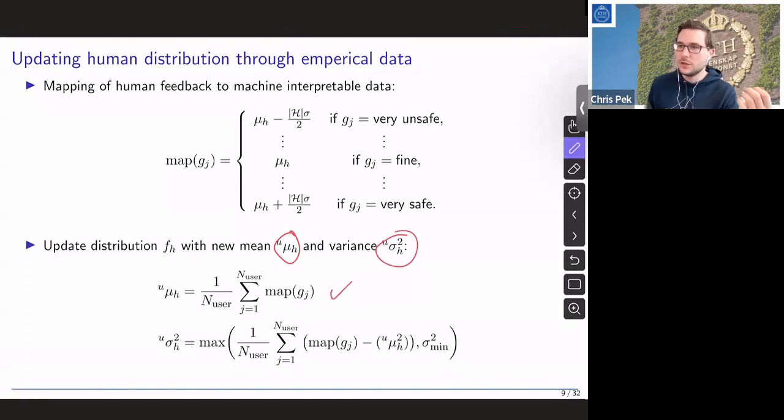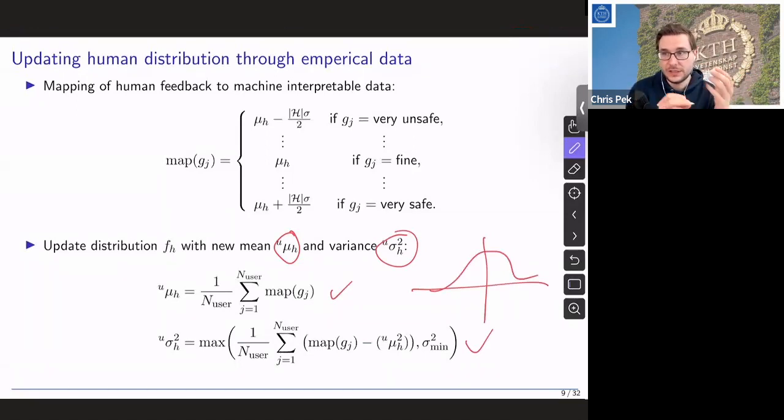So we get the new mean of our distribution. And the same for the variance, we can do the same, and we obtain a new distribution for the human given all the samples that we obtained from the human. The nice thing about this kind of approach is that you cannot ask humans in general, what do you think of that value? Should theta be 1.1 or 1.0 or 2.6? You need to have some kind of interpretable way.